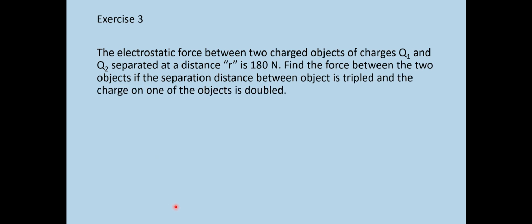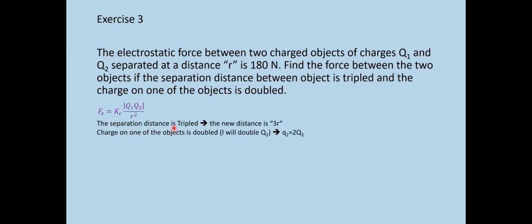Another example. The electrostatic force between two charged objects of charges Q1 and Q2 separated at the distance r is 180 newtons. Find the force between the two objects if the separation distance is tripled and the charge on one of the objects is doubled.